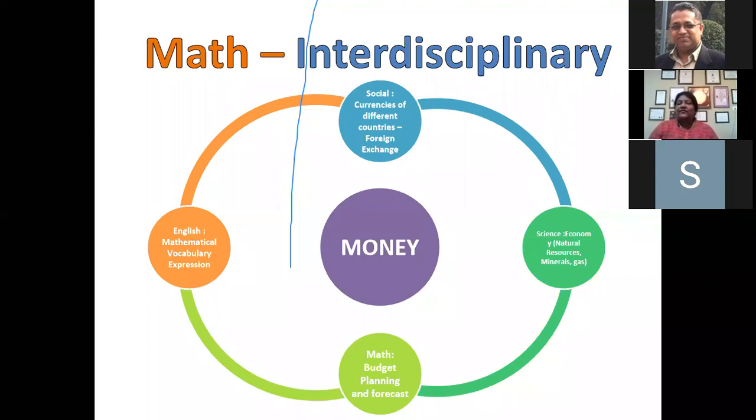And science, when you take the economy of that place: what is the natural resource of that place, what is adding to the country's economy, is it the gas or is it the minerals. I'm sure you understood the pattern that I explained to you last time. The same pattern you can continue with budgeting, planning, forecast. All this becomes an important part of mathematics, and in English, mathematical vocabulary and expressions become a part of the English language.